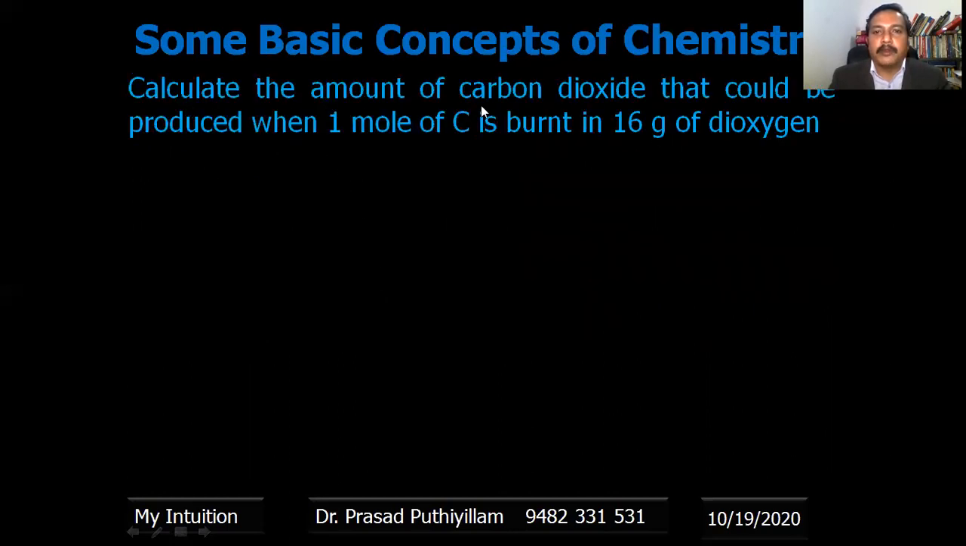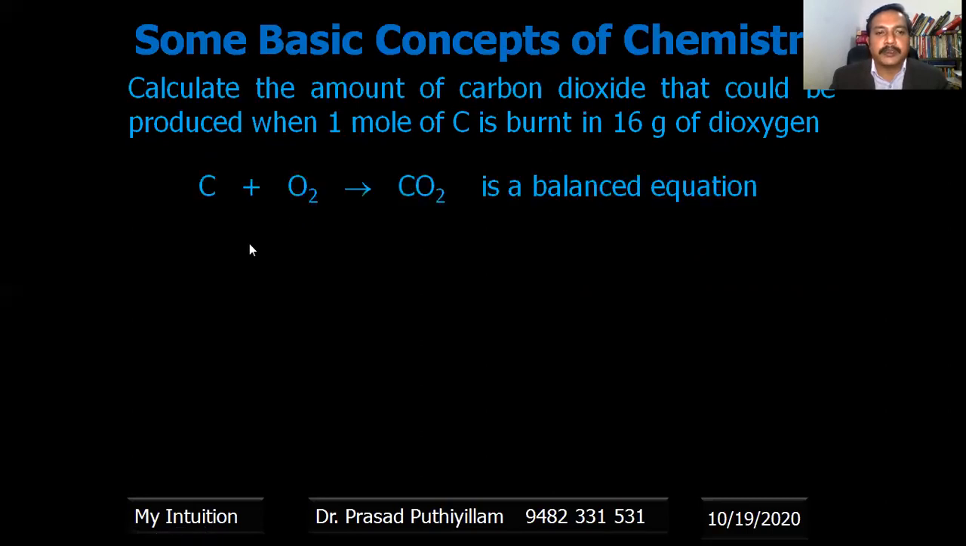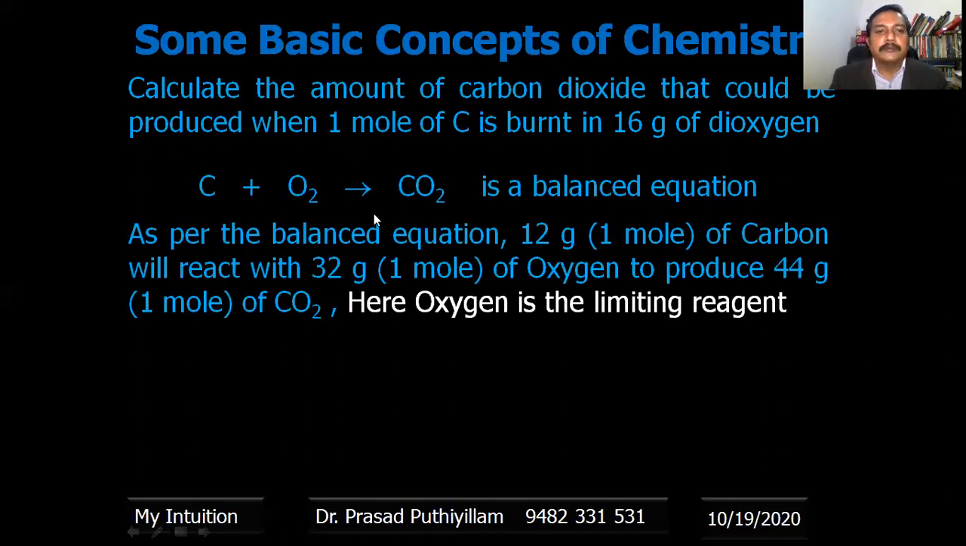Next question, calculate the amount of carbon dioxide that could be produced when 1 mole of carbon is burned in 16 gram of dioxygen. Same equation we will take. Carbon plus oxygen gives carbon dioxide, a balanced equation. 1 mole of carbon, that means 12 grams, and 1 mole of oxygen, that is 16 into 2, 32 grams, will be producing 44 gram. Or we can say that 32 grams of oxygen will be producing 44 grams of carbon dioxide when it reacts with the carbon.